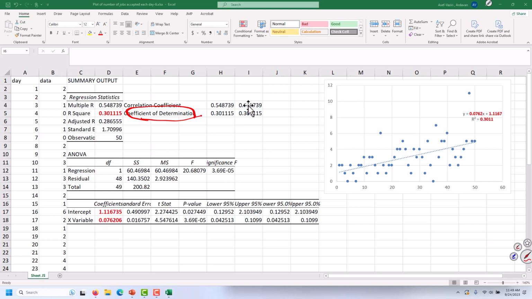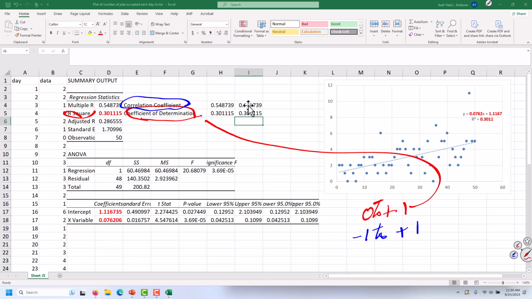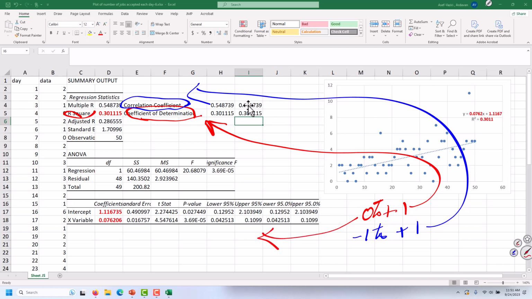Coefficient of determination, or R square, moves from 0 to 1. Correlation coefficient goes from negative 1 to positive 1. This is the coefficient of determination, and this is the correlation coefficient. Therefore, if I ask you which one shows a better relationship, a coefficient of determination of 0.9 or a correlation coefficient of negative 0.99, which one is better? This one is better, while it is negative, because if we square it, it will be a number very close to 1 compared to 0.9.